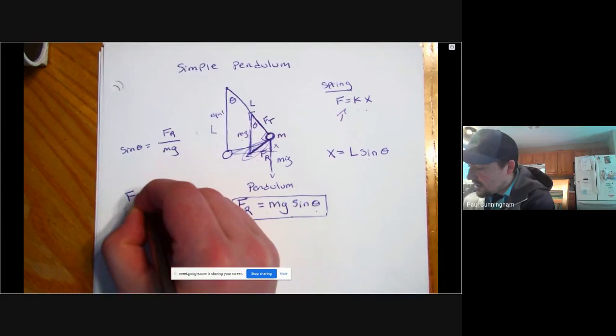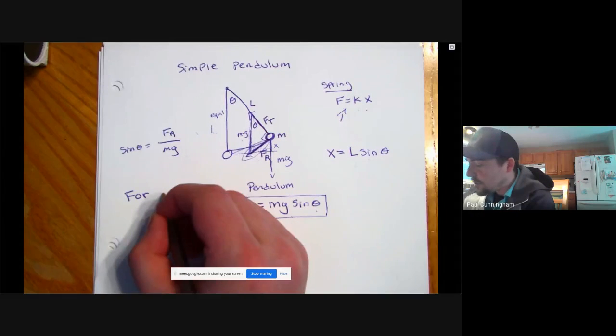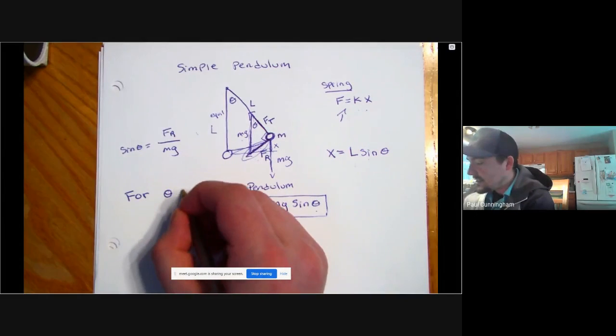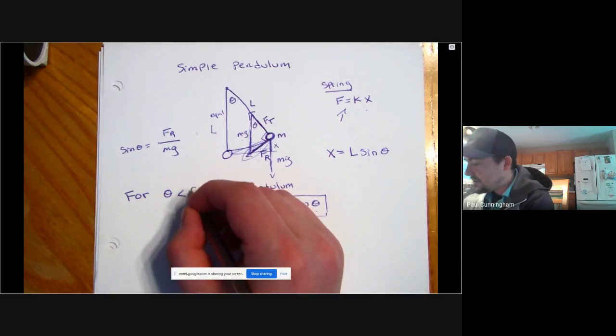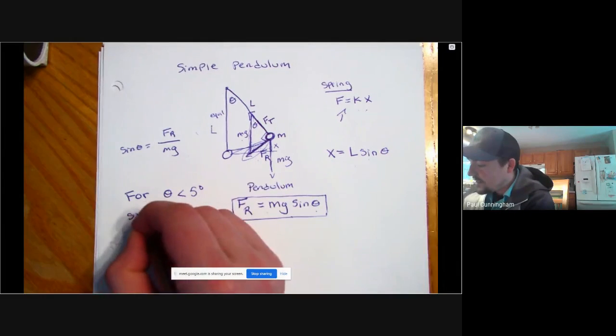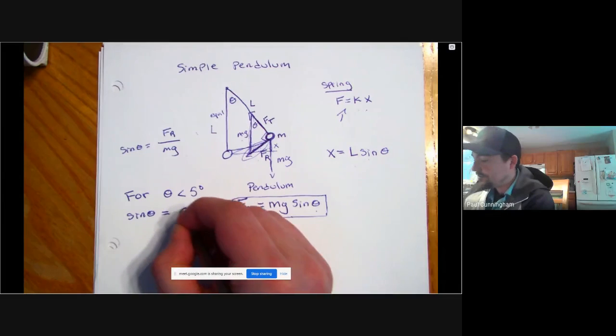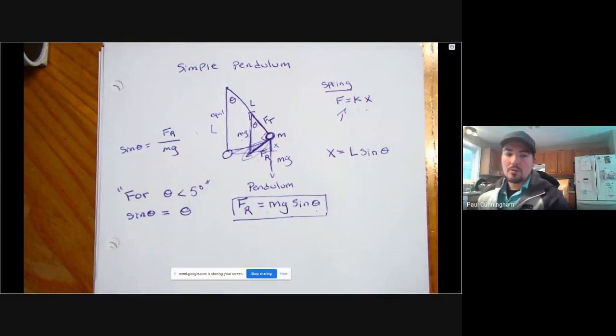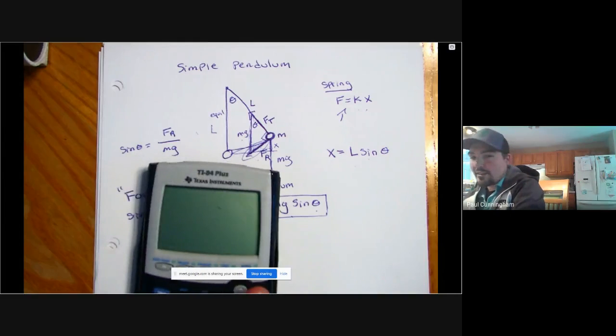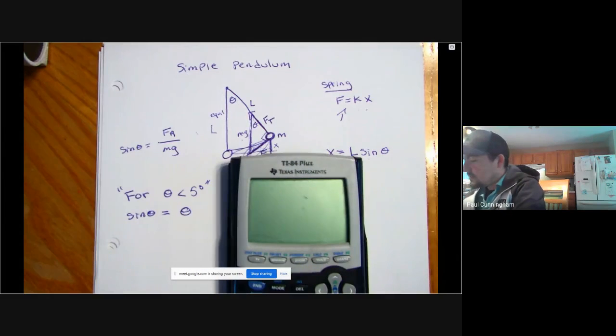You can try this in your calculators. For theta less than, I don't know, 5 degrees, the sine of theta is pretty much equal to theta. This is a key fact for simple pendulums. What does that mean? Take a look at my calculator real quick. Small angle, sine of 5.